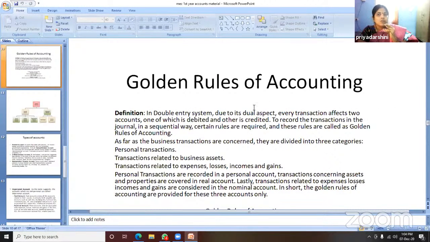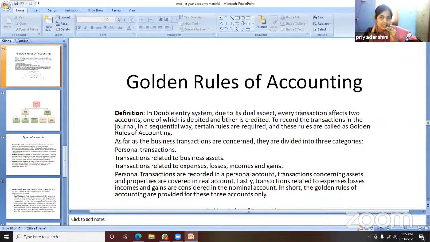So coming to the golden rules of accounting. It depends upon the system of accounting, whether they are following the single entry system or double entry system, or cash basis or accrual basis. But when it comes to writing transactions, while recording them, one must keep in mind the golden rules of accounting. This is purely the double entry system of accounting. Under the double entry system, due to its dual aspect, dual meaning two aspects, every transaction will have two effects on two accounts, one of which is debited and the other credited.